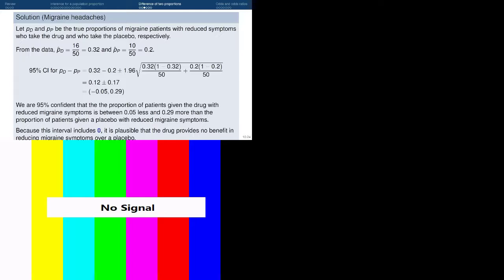People happy with that? People happy with having to make this calculation by hand?